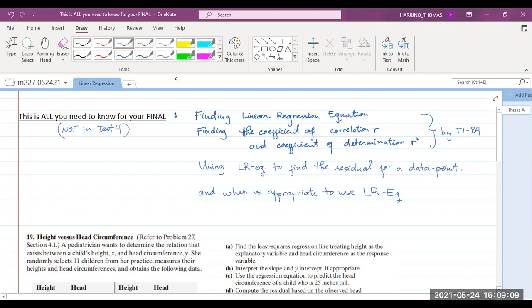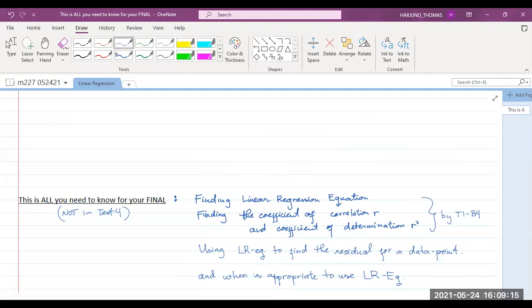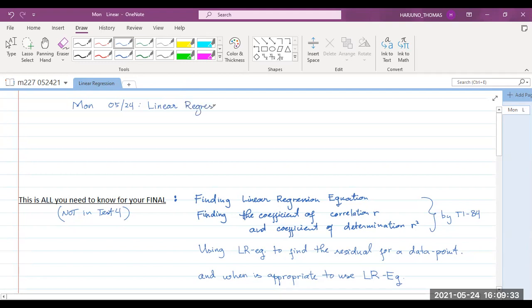Okay, now let's take a look first at our scheduling, to make sure that you know what we are anticipating. So today, Monday, May the 24th, we will do linear regression, and it is a short one. I don't even think it will be 1 hour.